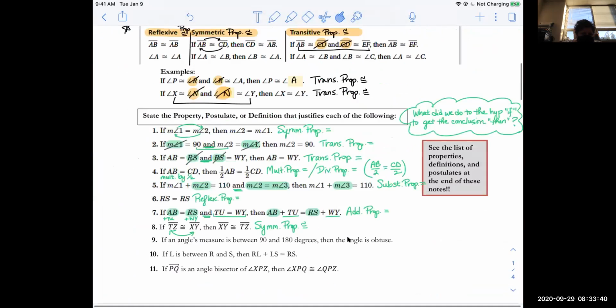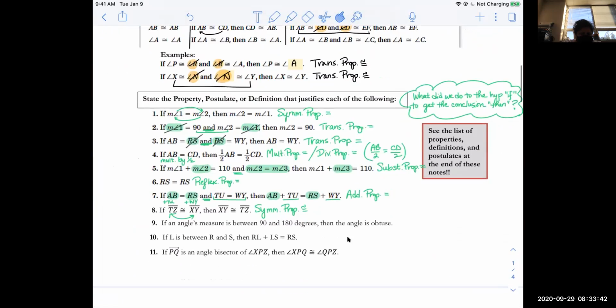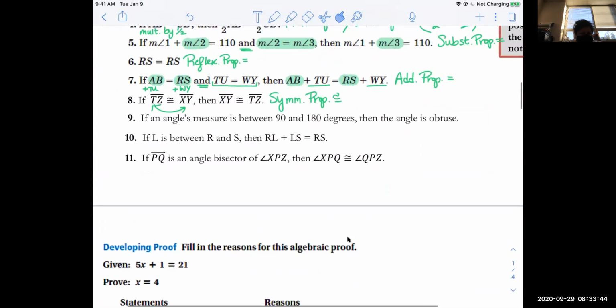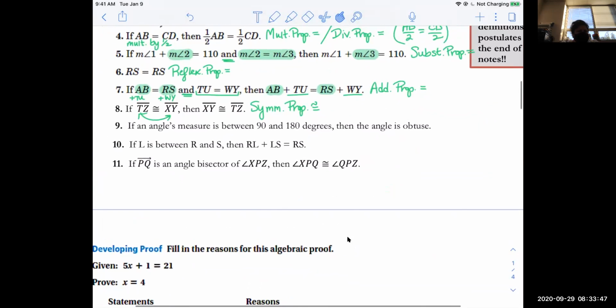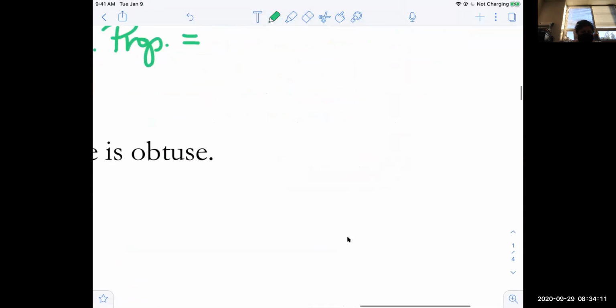Now I also said here, state a property, postulate, or definition. So there's actually some things that are not properties. What is number 9? If an angle's measure is between 90 and 180, then the angle is obtuse. What is that? It is a conditional statement, but it's either a definition, property, or postulate. Julia? Good, that is the definition of an obtuse angle.